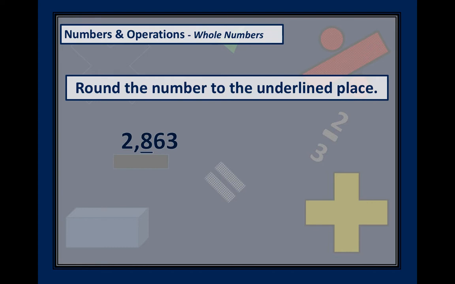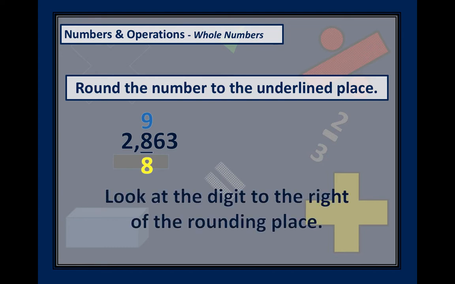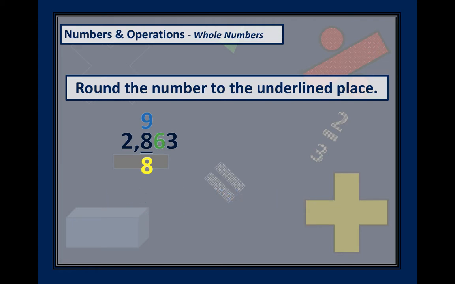But in this case, they've given us the number 2,863, and the 8 is the underlined digit, and that's in the hundreds place. Now there are a couple things that can happen to that underlined place or the place that you're rounding to. The digit can go up by 1 or it can stay the same. And those are the only two things that can happen to that underlined digit. Now there are some rounding rules that we use to help us out. And what the rounding rules ask us to do is to look at the digit to the right of the rounding place. And in this case, we see a 6.